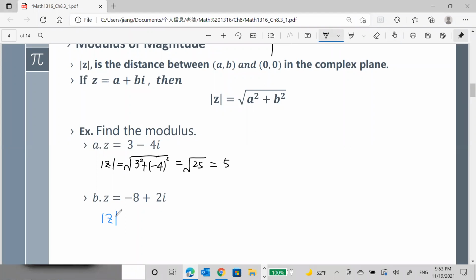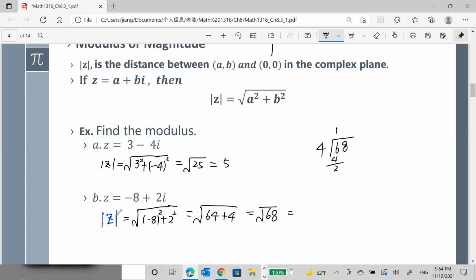Let's see. Trace it. Z equals square root of -8 squared plus 2 squared. That's 64 plus 4. That's square root of 40. Oh, sorry, that's 68. Divided by 4, that's 17. That's 2 times square root of 17, because 4 can go outside of the square root. And let's move on to see the next part.